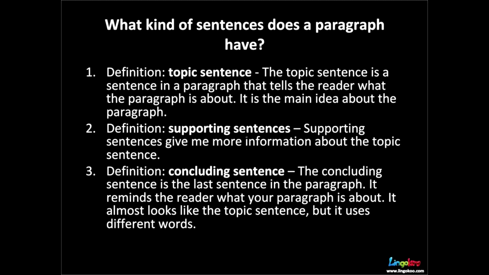Let's give a definition for each kind of sentence. The topic sentence we wrote already, but just to review, the topic sentence is a sentence in a paragraph that tells the reader what the paragraph is about. It is the main idea about the paragraph. Supporting sentences give me more information about the topic sentence. And finally, the concluding sentence is the last sentence in the paragraph. It reminds the reader what your paragraph is about. It almost looks like the topic sentence, but it uses different words.